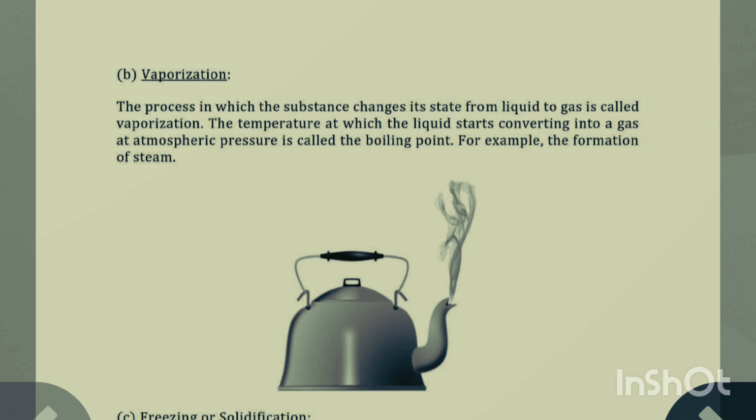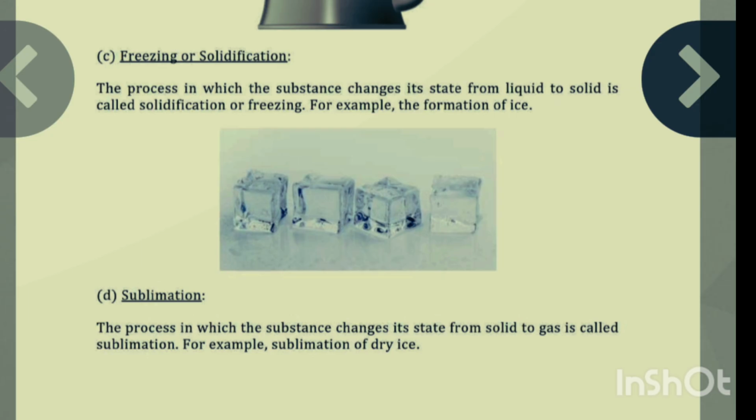Example: formation of steam. You can see the steam on the lid of anything we have cooked. We close a lid and then we open it, and we can see that because of the steam, water droplets are formed. So this phenomenon is called what? Vaporization. Vaporization is nothing but the change from liquid to gas. It's called vapor. And the temperature at which the liquid starts changing into gas at atmospheric pressure is called what? Boiling point. Third we have freezing or solidification.